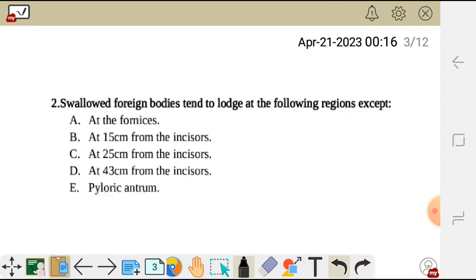Question 2. Solid foreign bodies tend to lodge at the following regions except A, at the fornices, B, at 15 cm from the incisors, C, at 25 cm from the incisors, and D, at 43 cm from the incisors, E, pyloric antrum. So the correct answer for question 2 is E. Okay, so swallowed foreign bodies would tend to lodge at each of these except E, which is the pyloric antrum of the stomach. So we move on to question 3.